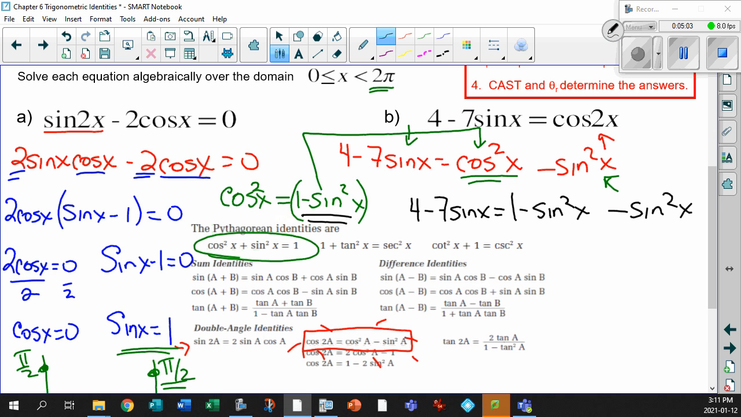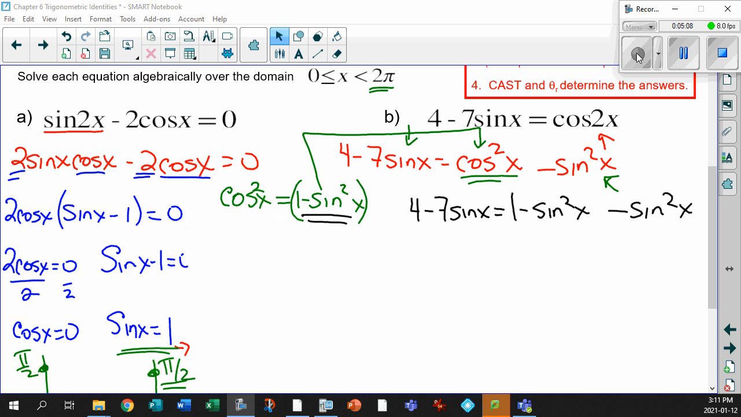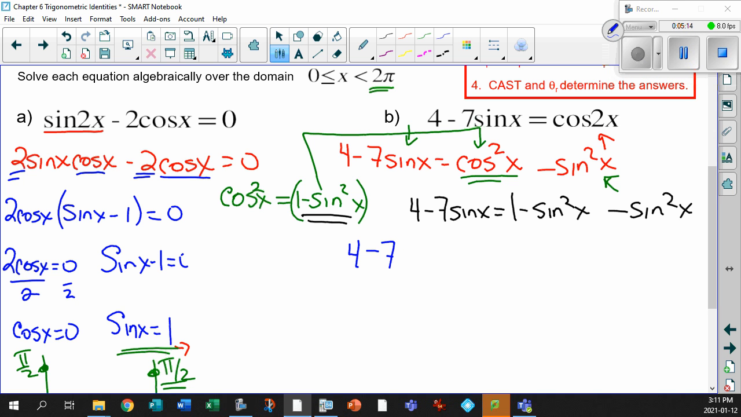Oh, how beautiful. Now I've done everything I can with the identities. Let's put that identity sheet away. It's just in the way anyways. Now, let's clean it up. Notice this is still 4 minus 7 sine x.